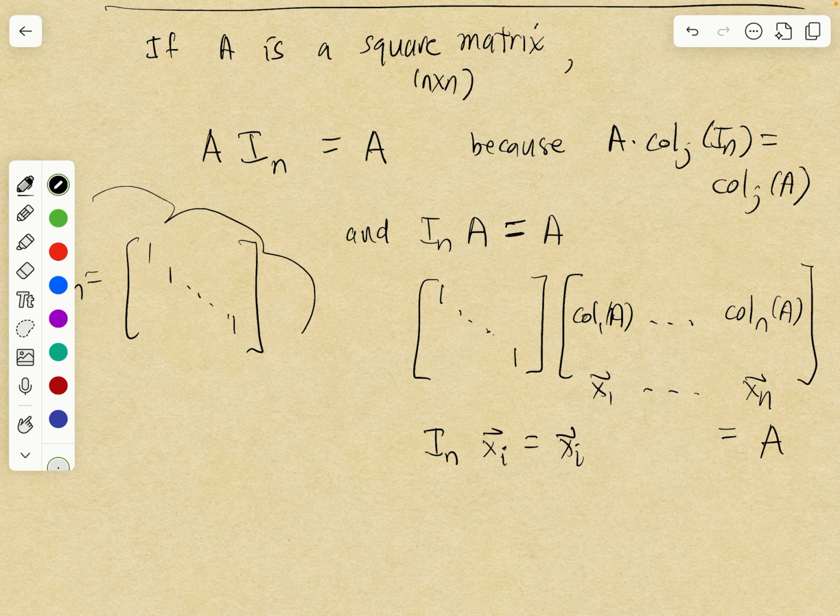This is the key fact that you're using: when you take a matrix times a vector, if your matrix is the identity matrix, you're not changing the vector.